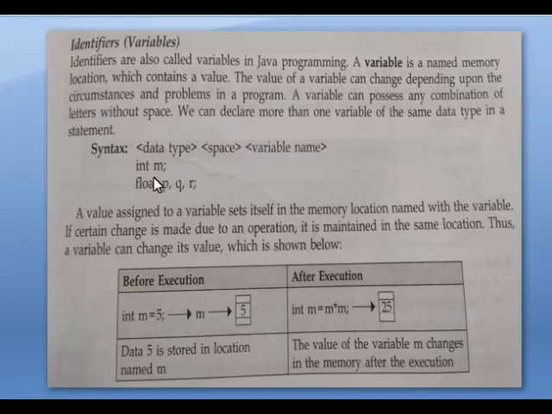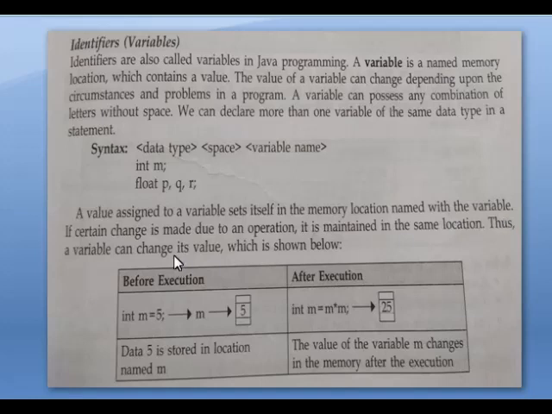So here the variable is m, the data type is integer. Here p, q, r, all the variables are having the decimal value, so the data type is float. P is also float and q is also float and r is also float, so that the float is written in the same line. A value assigned to a variable sets itself in the memory location named with the variable.